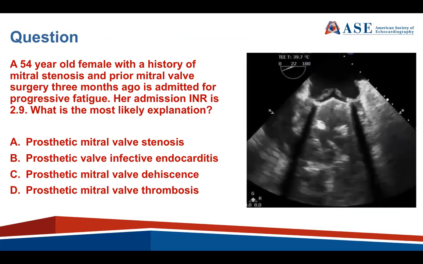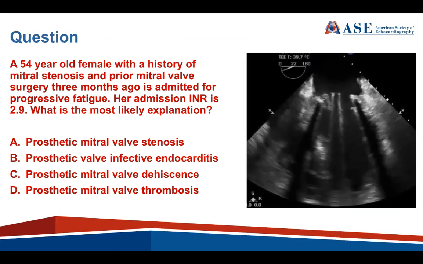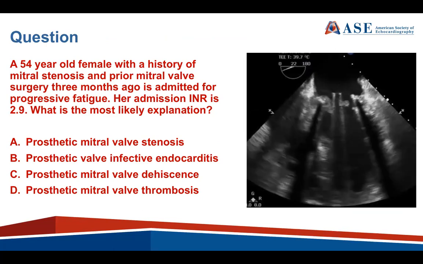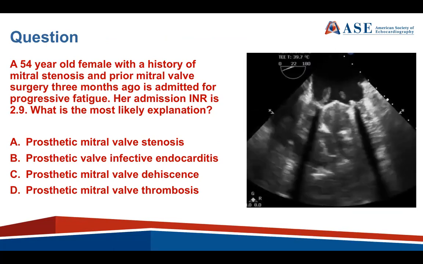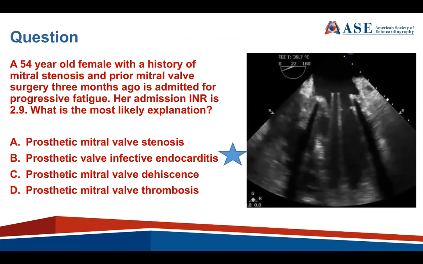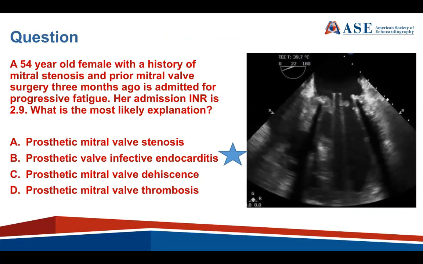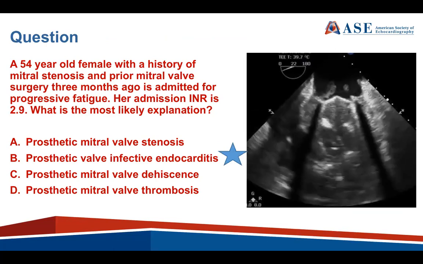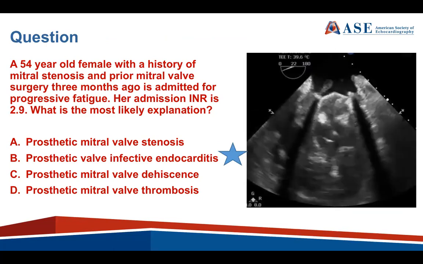This is a 54-year-old female with a history of mitral stenosis and prior mitral valve surgery 3 months ago, who's admitted for progressive fatigue. Her admission INR is 2.9. What is the most likely explanation? So I'll let you look at the video for just a moment. And the answer, of course, is prosthetic mitral valve endocarditis. You can see there are hypermobile structures independent of the cardiac cycle attached to the mechanical mitral valve here.